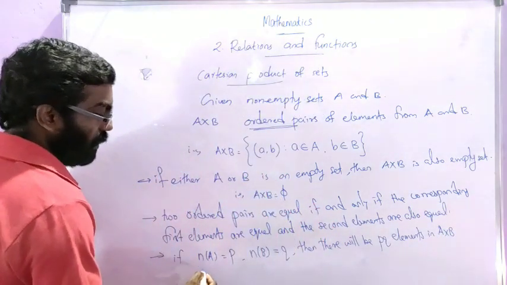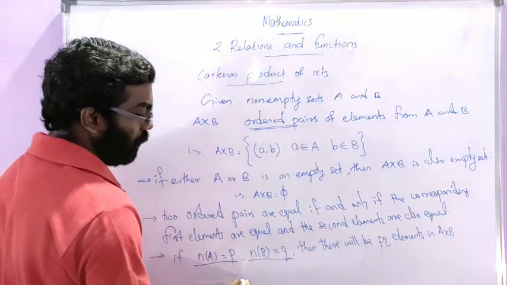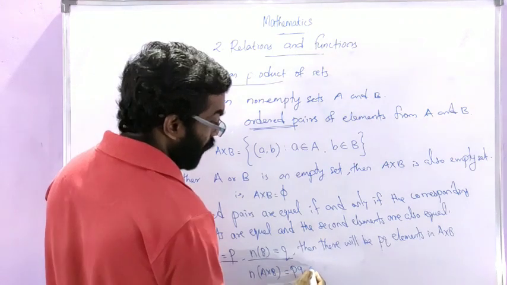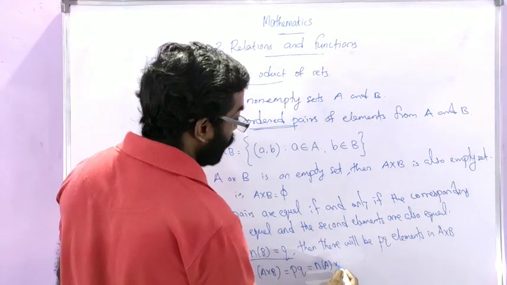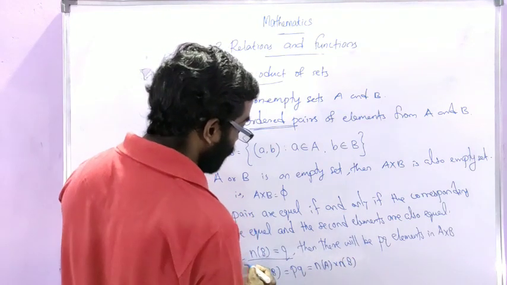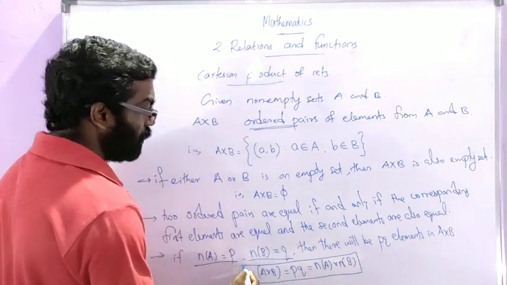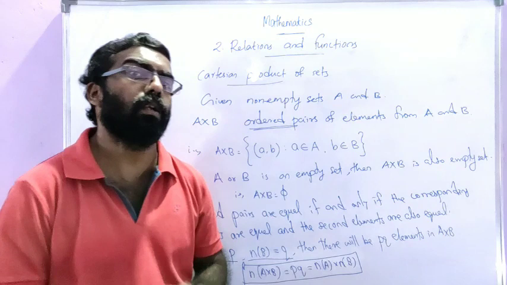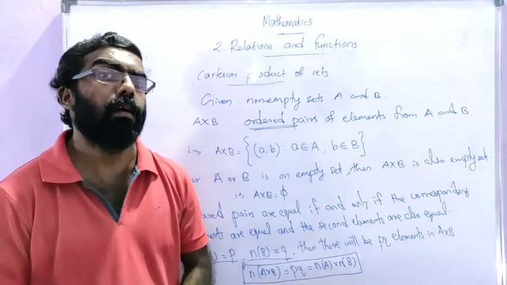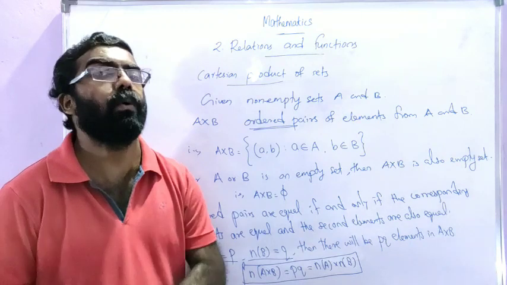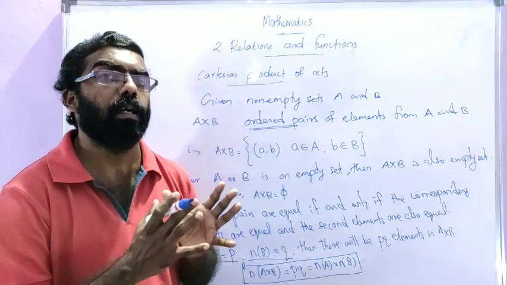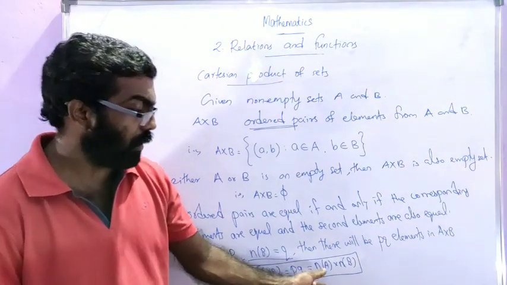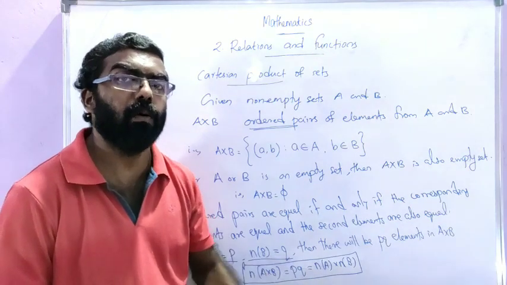Or we can write, if n of A is equal to P and n of B is equal to Q, then n of A cross B is equal to PQ, P into Q. Or we can write n of A into n of B, that is, number of elements in A into number of elements in B. So if there are P elements in A and Q elements in B, then how many elements does A cross B have? PQ elements, the product of the number of elements in set A and set B. So n of A cross B is equal to n of A into n of B.